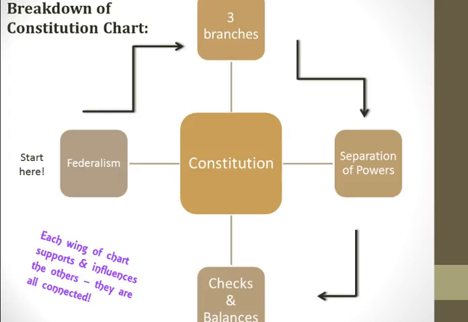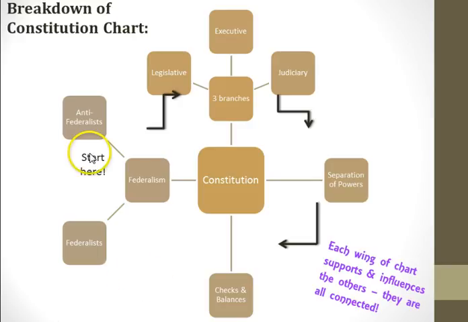So I have a breakdown of the Constitution. I have it broken down into 4 basic parts. You have federalism, which is the basic foundation of our whole system. We have our 3 branches of government. We have separation of powers, and we have checks and balances. I'm going to go through this pretty quickly because this should all be review for you guys. So, we start here. We have the Federalists versus the Anti-Federalists. And I talked about them a little bit in my Know Me lesson. I'm going to talk about them more in a few minutes.